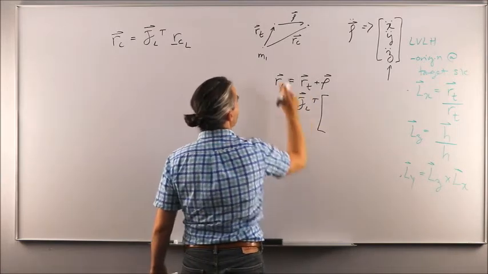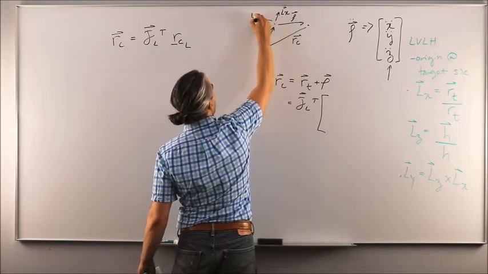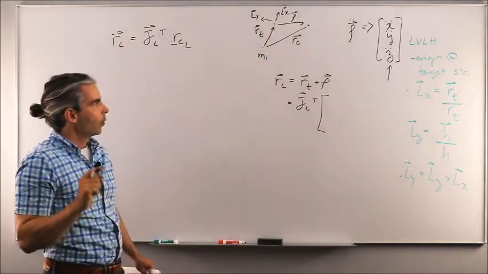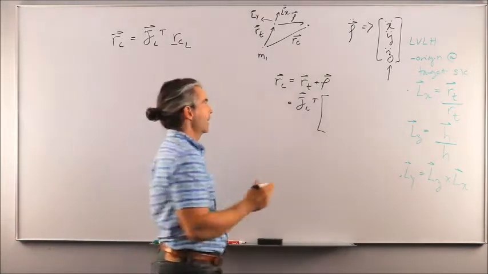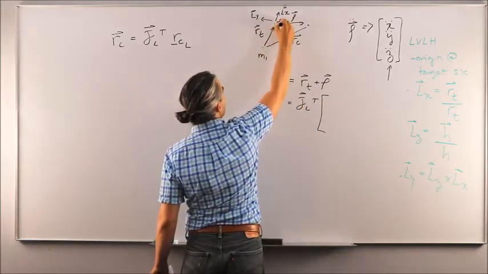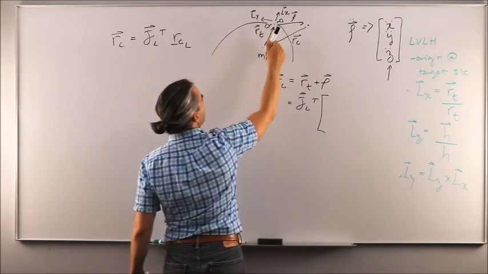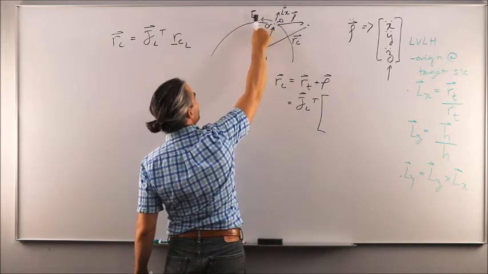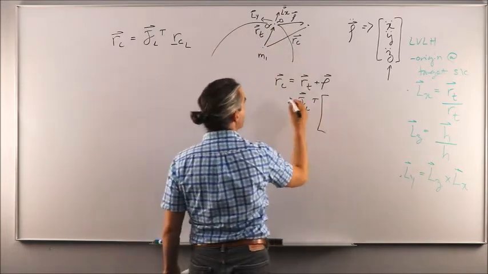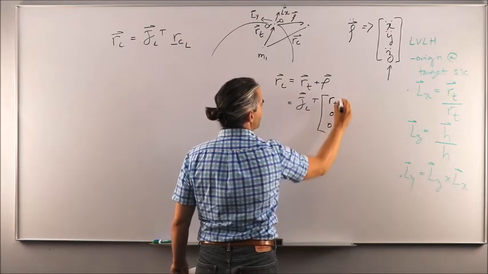So in LVLH, RT, this is Lx, Ly, and Lz out of the board. RT vector only has one non-zero component, which is the component along the Lx unit direction, because as the target spacecraft moves along its orbit, then Lx unit vector will always track the position of the spacecraft, and therefore Lx will always be collinear with RT, such that the components of RT in LVLH will simply be RT magnitude, 0, 0.